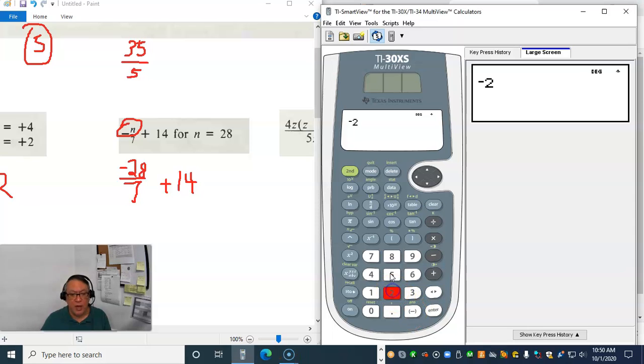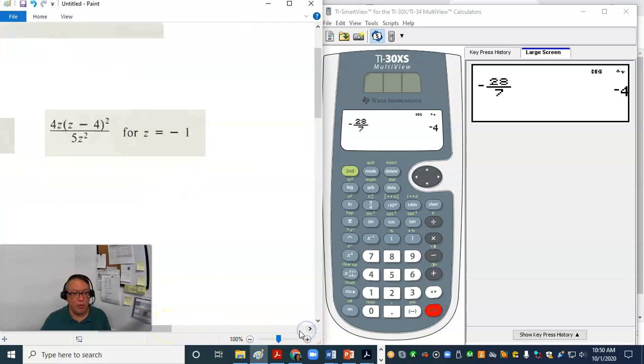Negative 28, fraction bar, right? Put the 7 in there, enter, negative 4. Final answer. One more to do. So I put a real complicated looking one in here with a fraction bar, parentheses, exponents. And again, just get familiar with the calculator, and as long as you rewrite it correctly, you can put it in the calculator. So let's just get to it here.